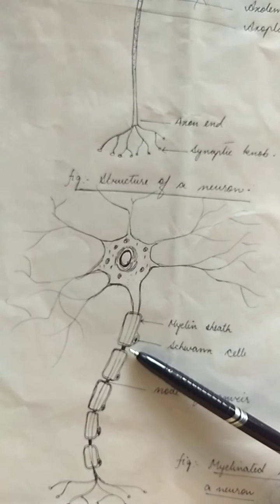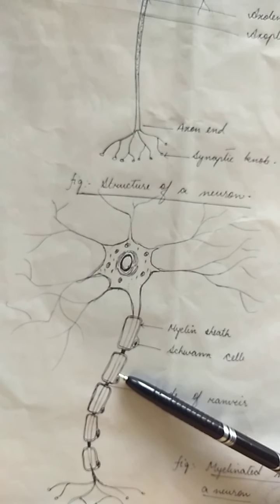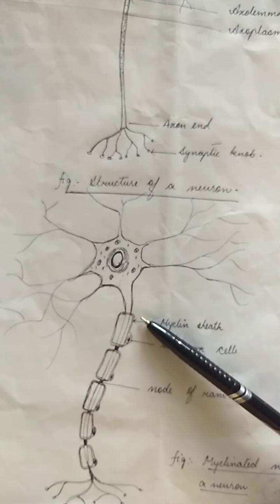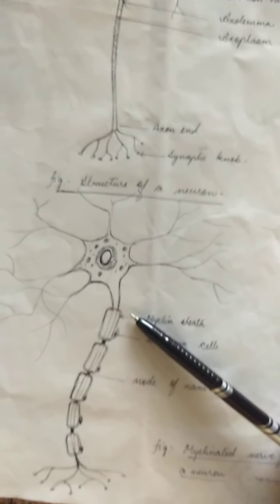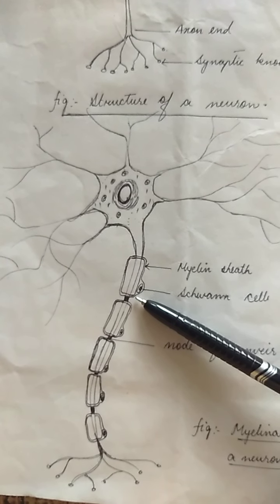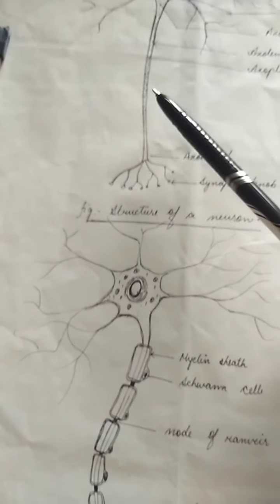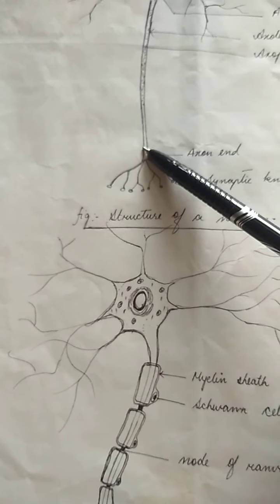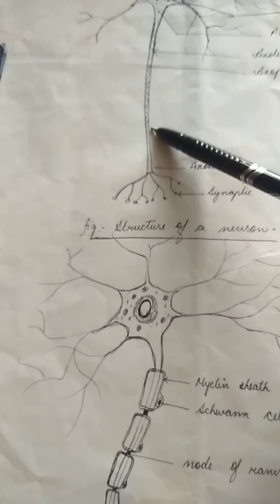The nodes between the myelin sheath are not covered and are called nodes of Ranvier. These sheaths do not allow the passage of nerve impulses through them. Hence, impulses are transmitted only at the nodes of Ranvier. In a non-myelinated nerve fiber, as we can see here, the axon is not surrounded by any myelin sheath. So here the nerve impulse can travel uninterruptedly.